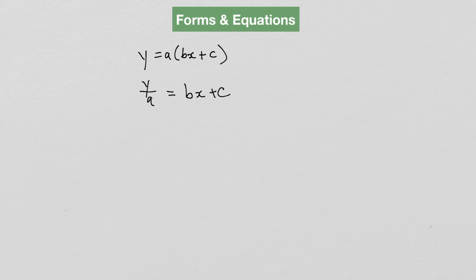Then the next thing we need to do is to move the C over to the other side of the equation. And we do that by subtracting C from both sides. So then what we get is Y over A minus C is equal to BX. And then the last step is to move this B over to the other side of the equation. And to do that, we have to divide both sides by B. So then what we get is Y over AB minus C over B equals X. And that is our answer.